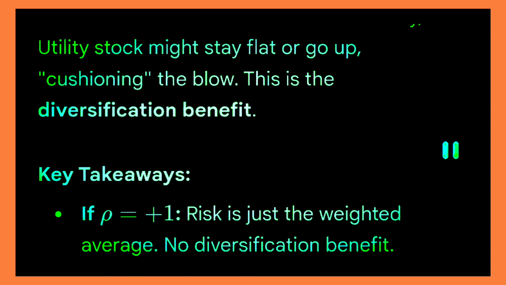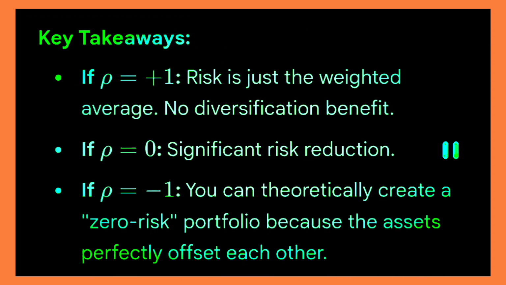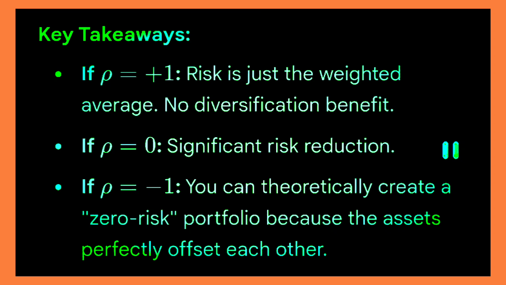Key takeaways. If rho equals +1, risk is just the weighted average. No diversification benefit. If rho equals 0, significant risk reduction. If rho equals -1, you can theoretically create a zero-risk portfolio because the assets perfectly offset each other.